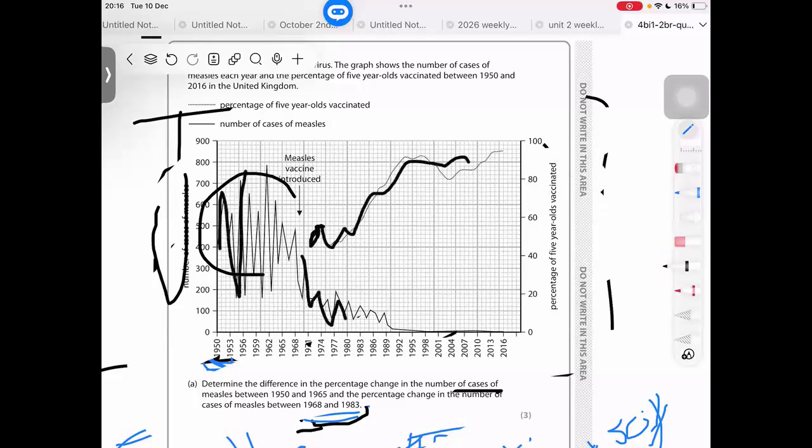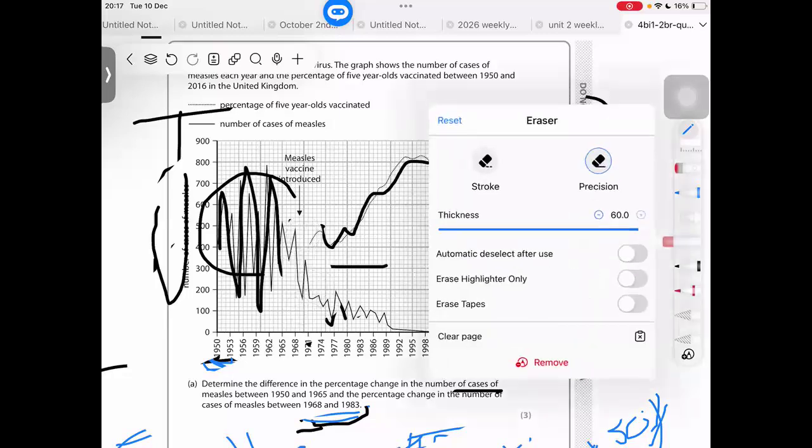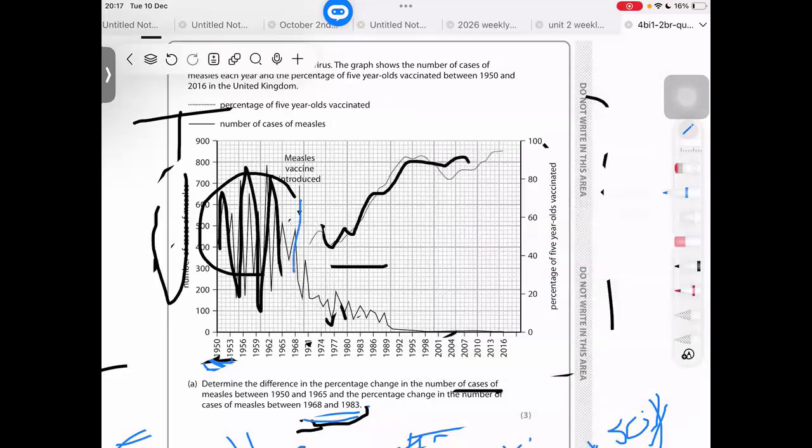Can you see there is a big variation over here? But if you consider from here to here, even after the vaccine was introduced in this case, you still could see high peaks. But after the 5-year-olds started to get vaccinated, the levels dropped very drastically, right? So that's what you need to mention.